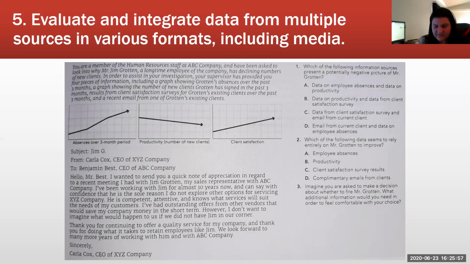So anyway, moving on. Which of the following data seems to rely entirely on Mr. Groton to improve? Employee absences, productivity, satisfaction survey results, and complimentary emails from clients. He has no control over whether his clients send emails about him, so that's not the correct answer. The other thing too is some clients might not even complete the survey, despite how they feel about him and how he feels his company is improving. They may feel great and not send in the survey. They may feel bad and not send in the survey. So he has no control over that.